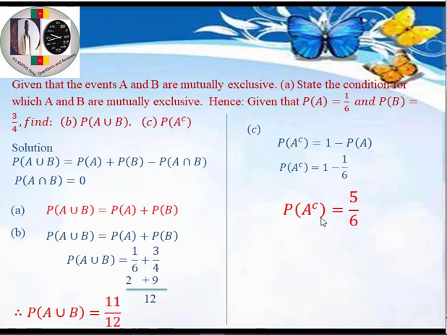And what we should note again is that the probability of A plus the probability of A complement must give us 1. So 5/6 plus 1/6 must give us 1, right? Because if you add the probability of an event to occur and that it should not occur, they must give you 1. So that's that, guys. That's how we handle probabilities of mutually exclusive events.